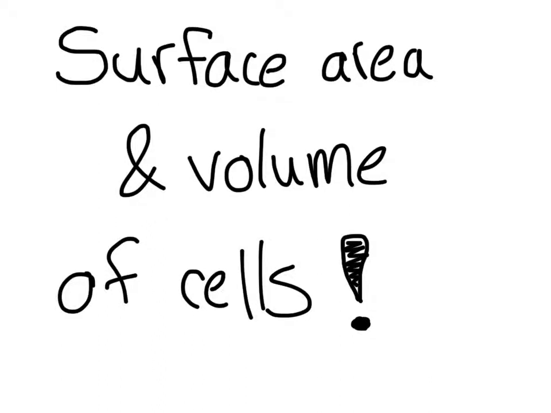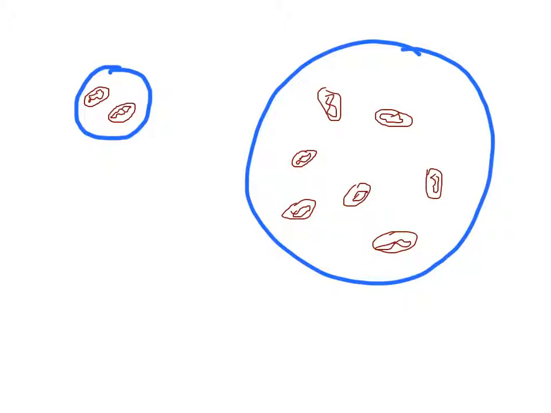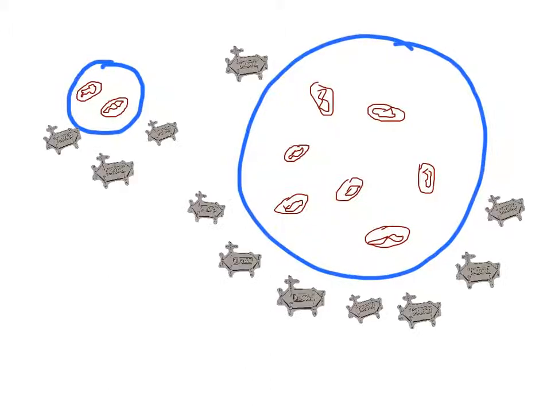Surface area and volume of cells. The larger the volume of a cell, the more food it needs. If you picture two cells, the one on the left would contain much fewer hungry mitochondria than the one on the right. The one on the right would have to take in much more glucose to run cellular respiration and survive. So how are the cells going to let that glucose in?